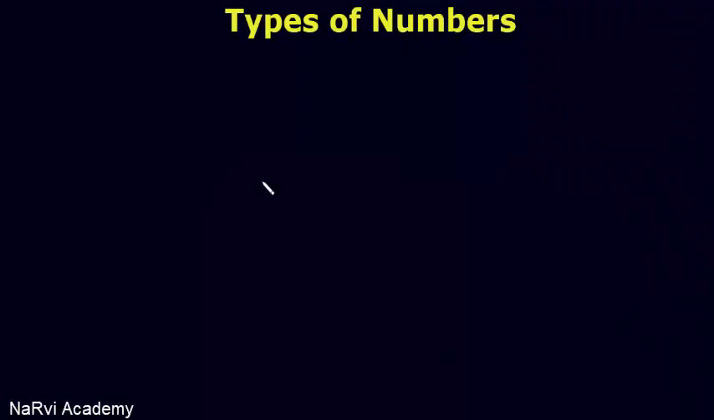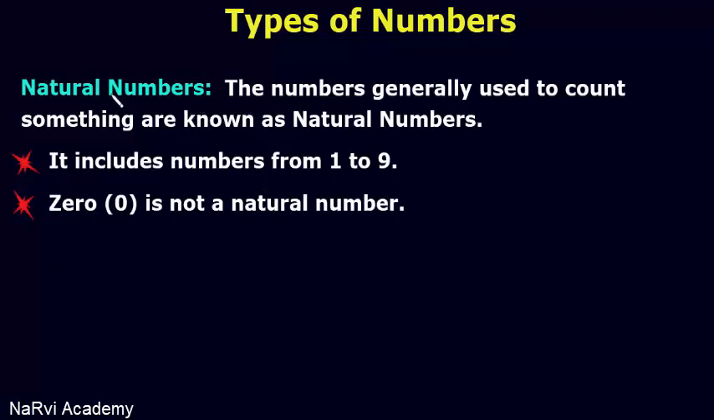In the previous lecture, I discussed what a number line and number system are. In this presentation, I am going to discuss types of numbers. The first type of number is natural numbers.